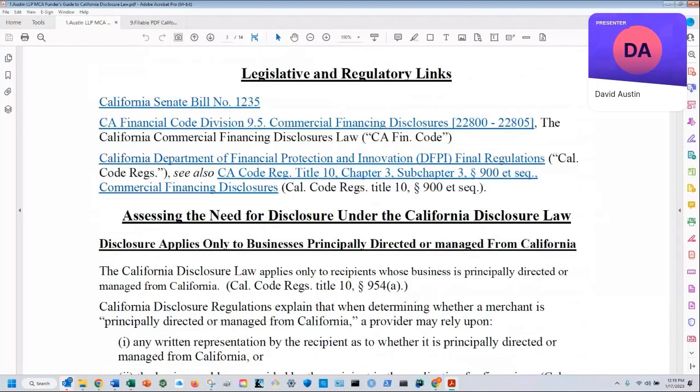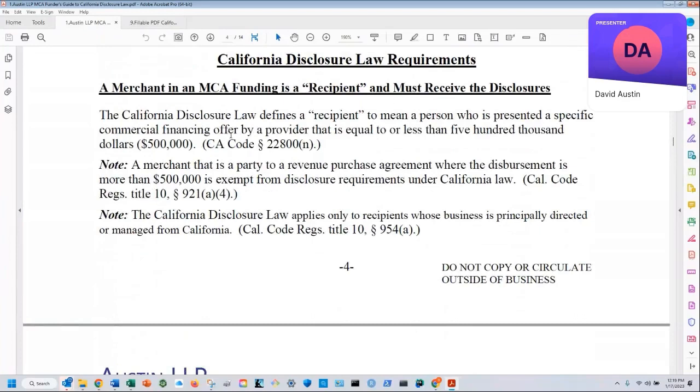Next, we provide detailed explanations of who needs to receive a disclosure. It's not quite simply just where the business is located, and our guide walks you through that. We also talk about different exceptions to the law.